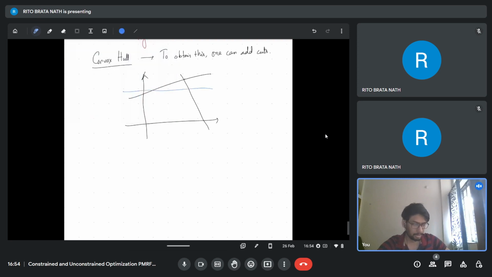So this can be your cut. So say cut one. That chops off some portion of the feasible region. So probably what you have done is eliminated some of the points, probably this part, which should not contain any integer points.